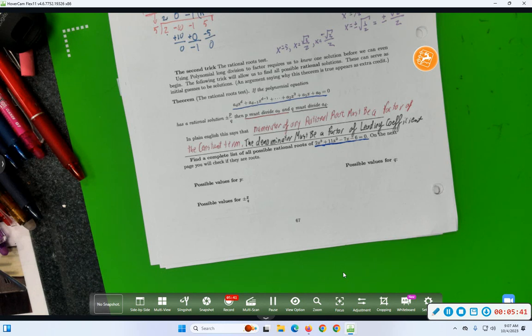So I guess that means we need all the possible choices of p, all the possible choices of q, and then we'll stick a plus or minus sign in front of p over q. Cool, let's do it.